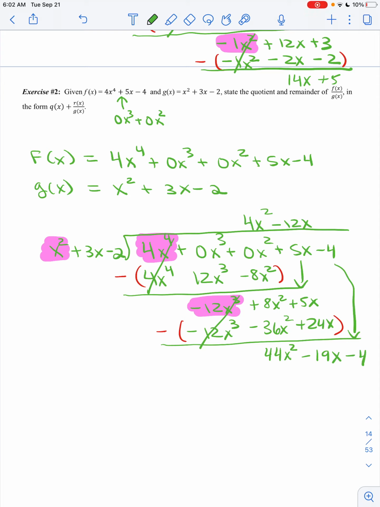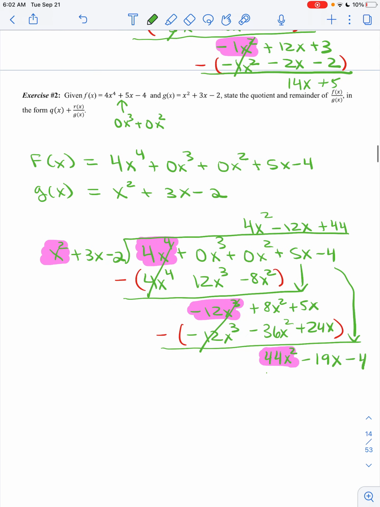Okay, and let's start this process one last time. So we're going to take this first term of 44x squared and divide it by x squared. And we get 44. 44 multiplied by x squared is 44x squared. 44 multiplied by 3 is 132. 44 multiplied by negative 2 is negative 88.